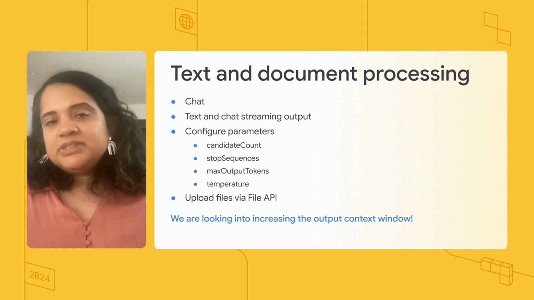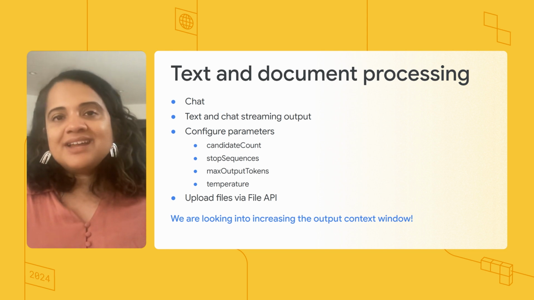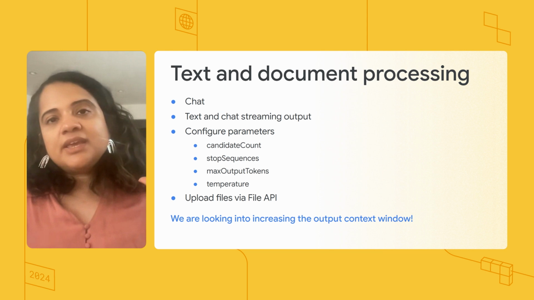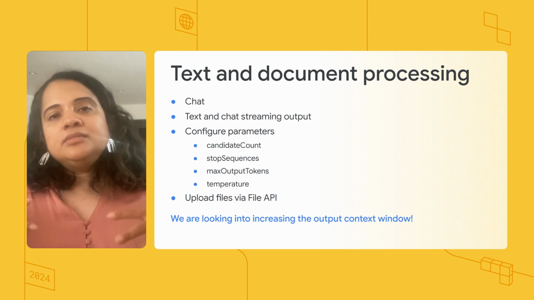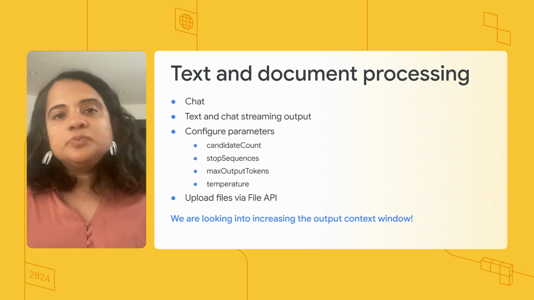The first set of capabilities to talk about are, of course, the standard text and document processing capabilities. And the one thing I want to call out here is we often get a lot of questions about the size of the output context window, and we are looking into it and should be coming soon.